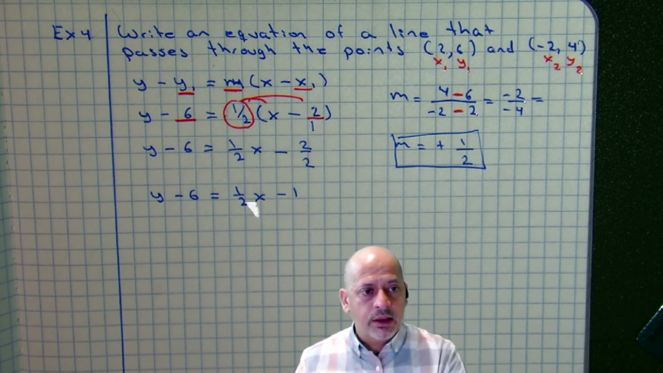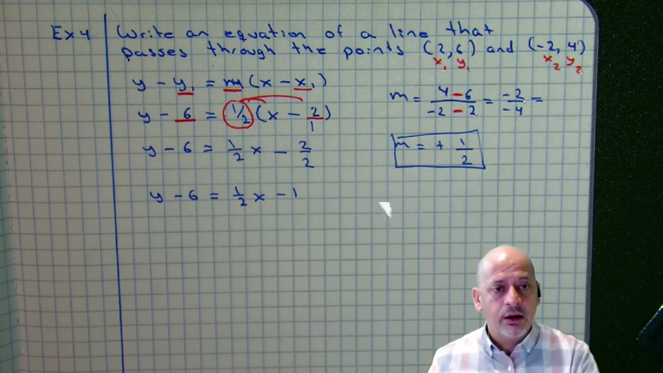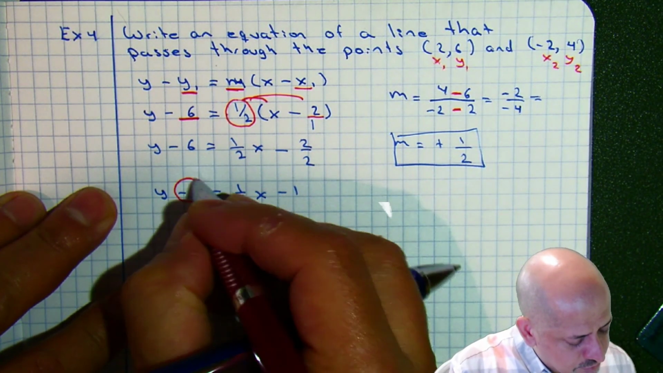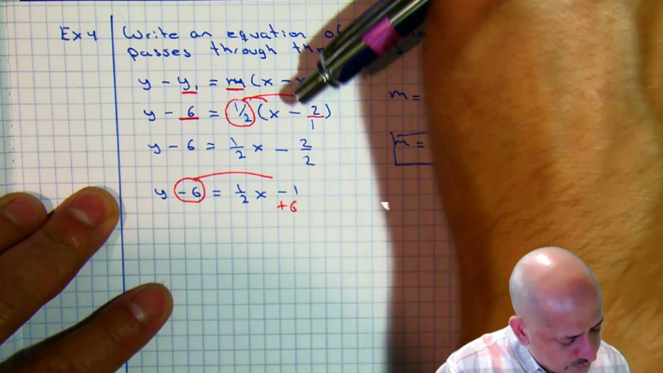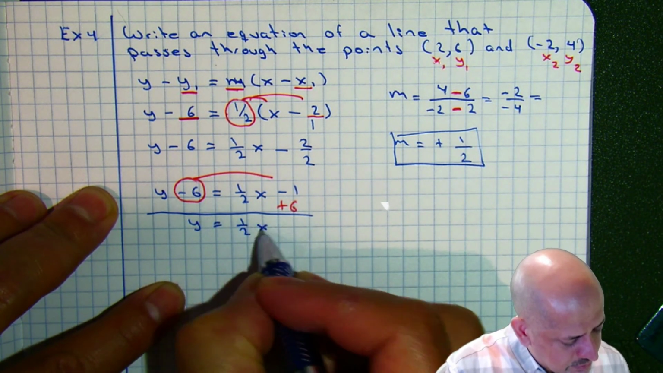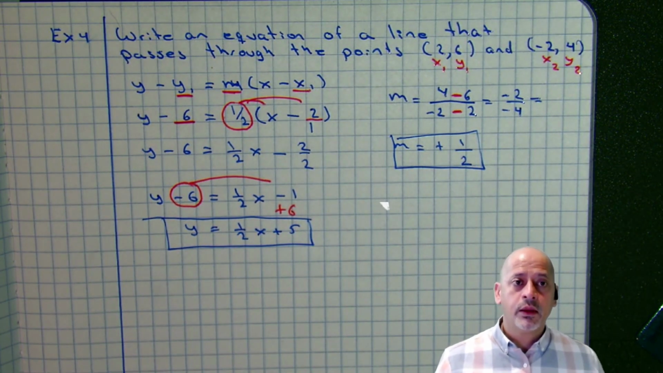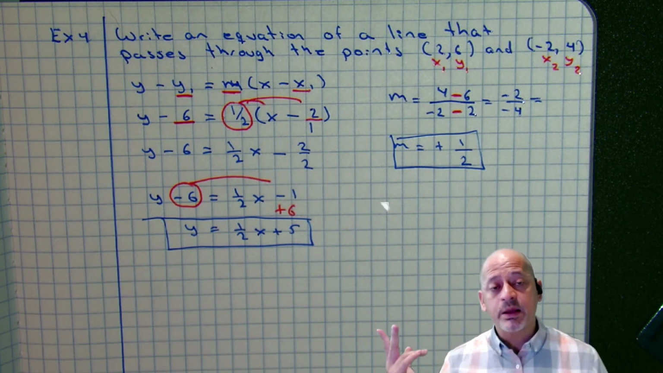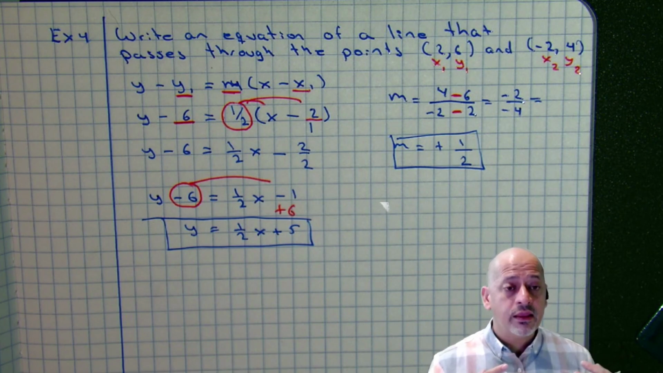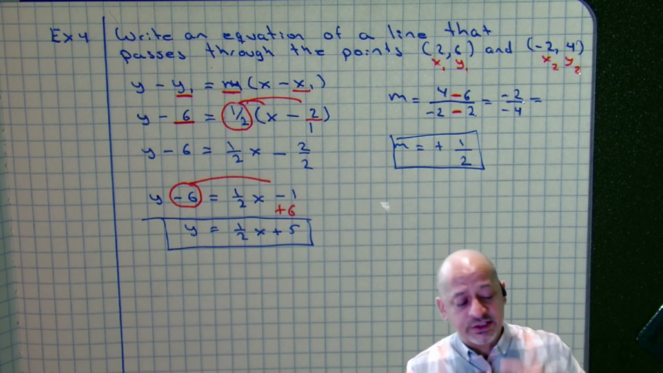And now, let me move myself out of the way. Perfect. And now, I can solve for y. One more step. Move my negative 6 to the right, becomes a positive 6. y equals 1/2 x plus 5. So what is the difference between example 3 and example 4? In example number 3, they give you the slope. In example number 4, we need to find the slope.